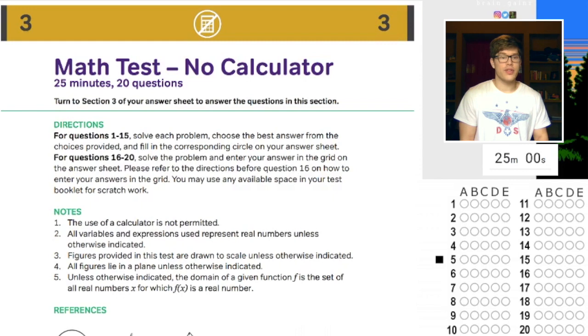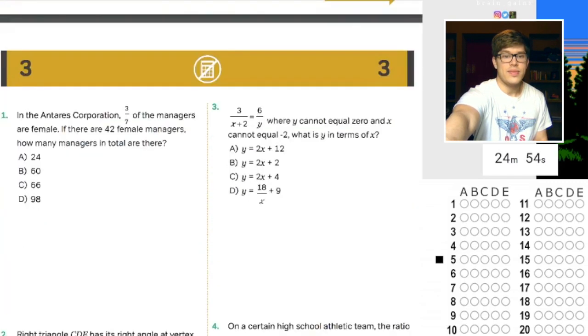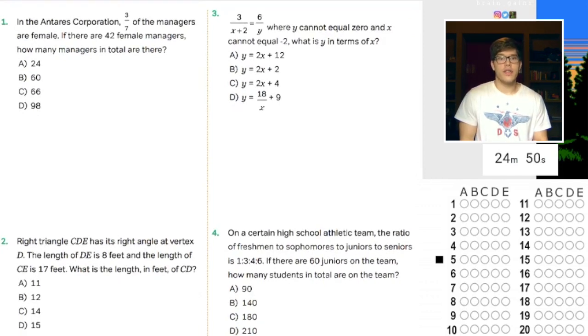All right, timer starting now. All right, first question, what is it? In this corporation, 3/7 of the managers are females. There are 42 female managers. How many managers in total are there?